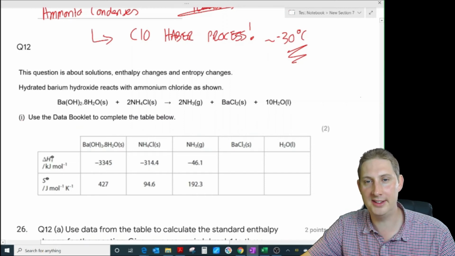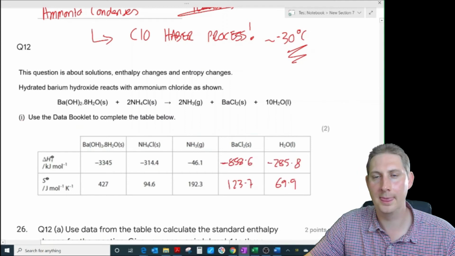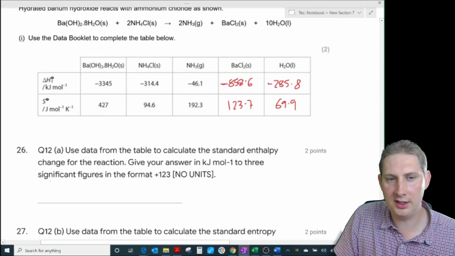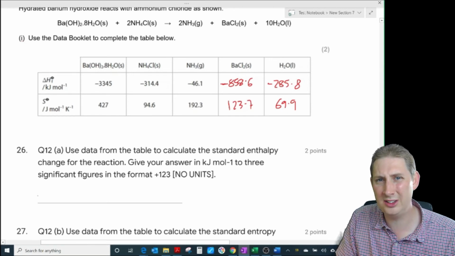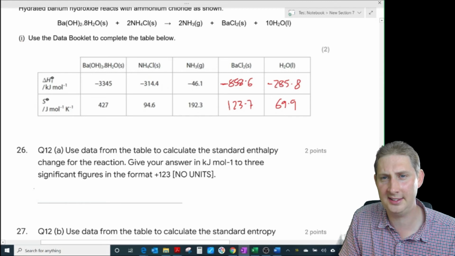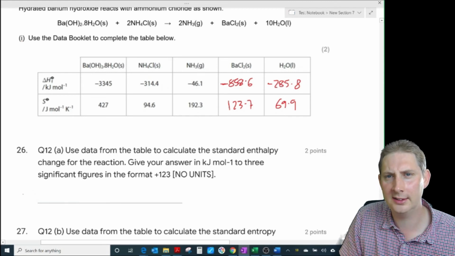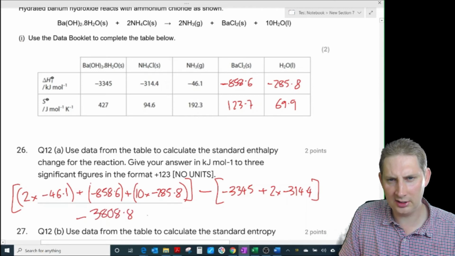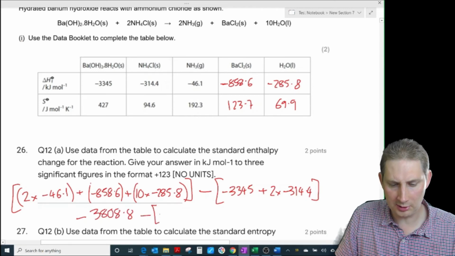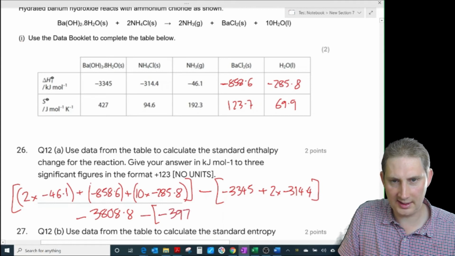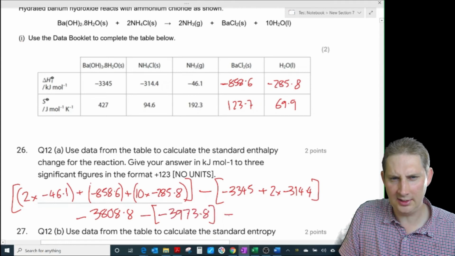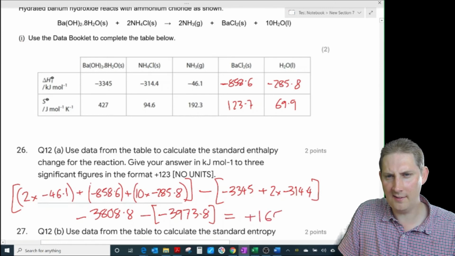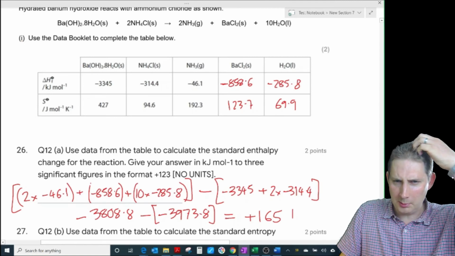So looking up in the data book, we can find the values. Use data from the table to calculate the standard enthalpy change for the reaction. The number of people that couldn't do this. I mean, did you revise topic 8 for your end of year test? I seriously doubt it if you couldn't do this. That is minus 3808.8 minus, so minus 3973.8, and that equals positive 165 kilojoules per mole.